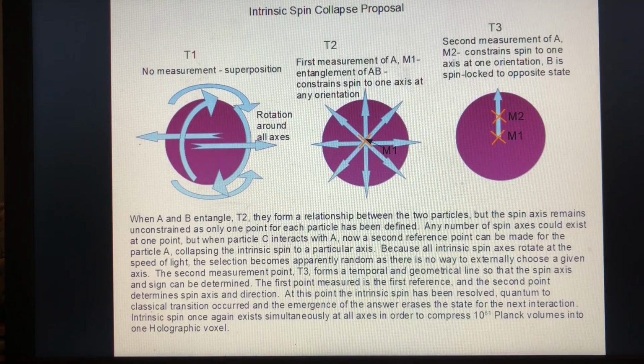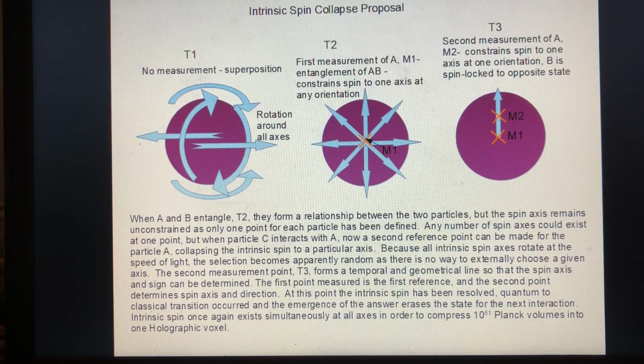So here's the intrinsic spin collapse proposal. When A and B entangle at T2, they form a relationship between the two particles. But the spin axis remains unconstrained as only one point for each particle has been defined. Any number of spin axes could exist at one point, but when particle C interacts with A, now a second reference point can be made for particle A, collapsing the intrinsic spin to a particular axis. Because all intrinsic spin axes rotate at the speed of light, the selection becomes apparently random, as there's no way to externally choose a given axis.